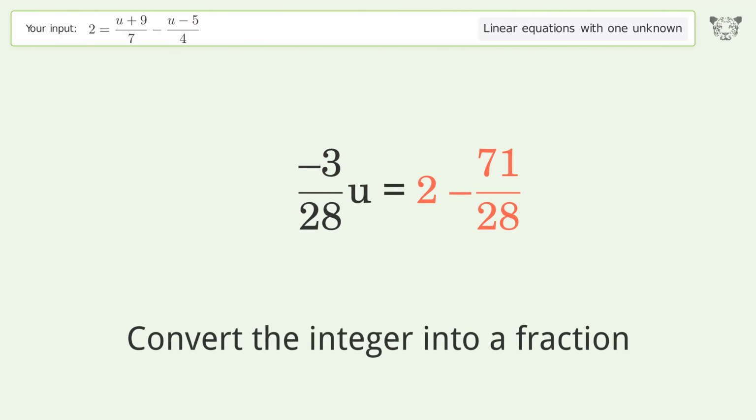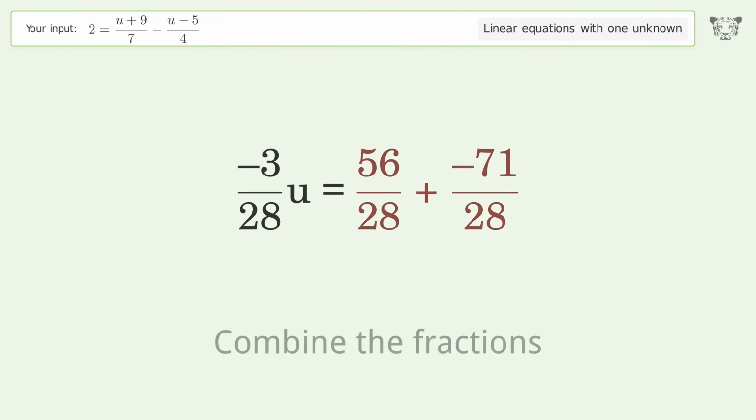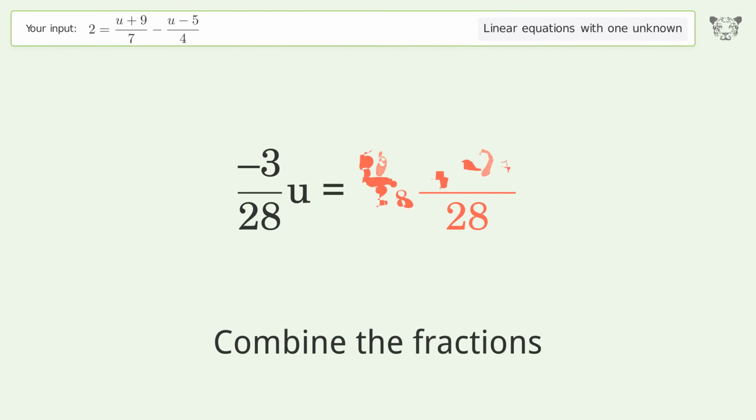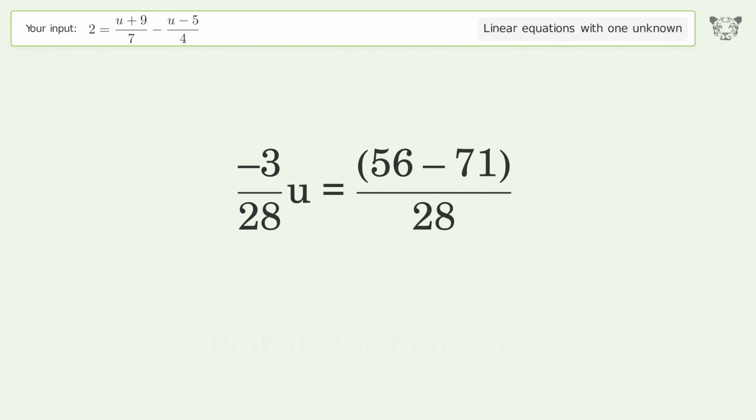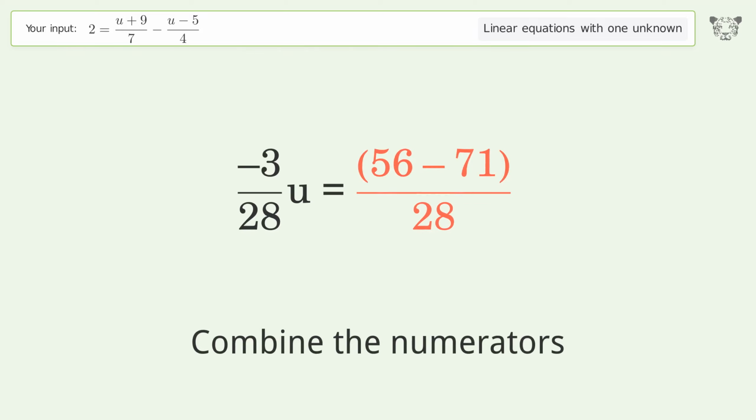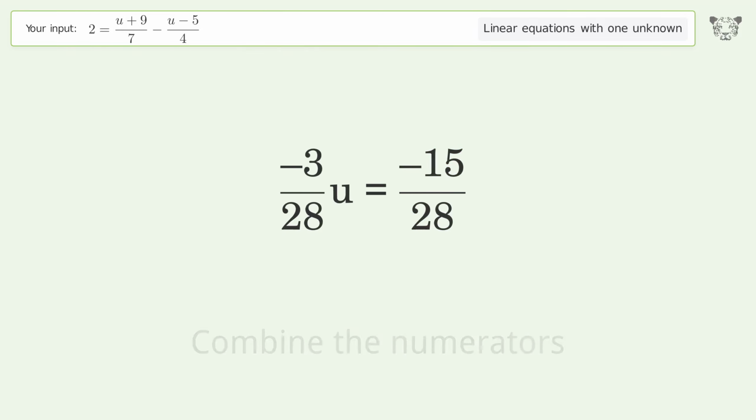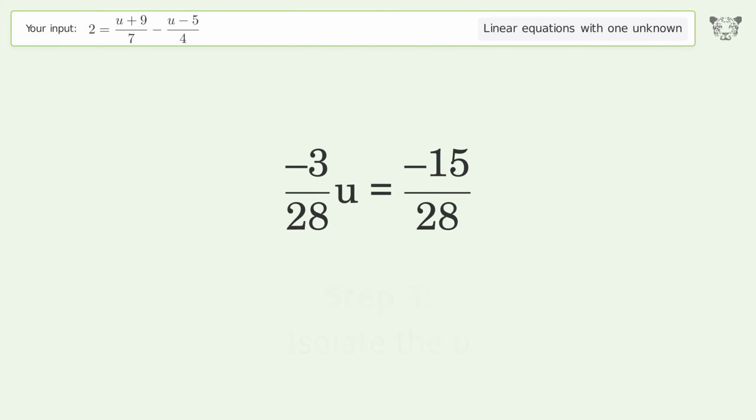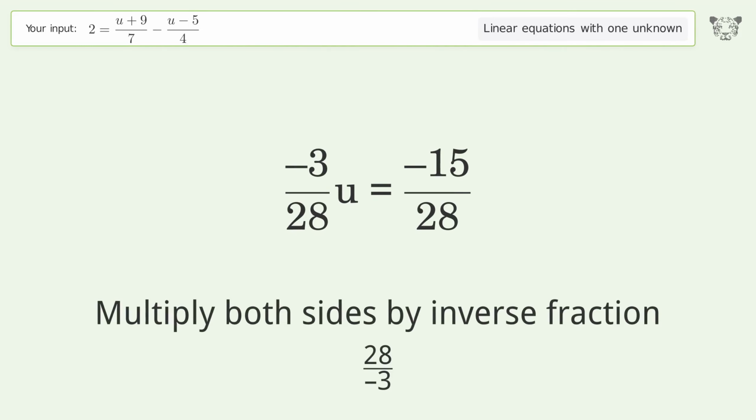Convert the integer into a fraction. Combine the fractions. Combine the numerators. Isolate the u. Multiply both sides by inverse fraction 28/3.